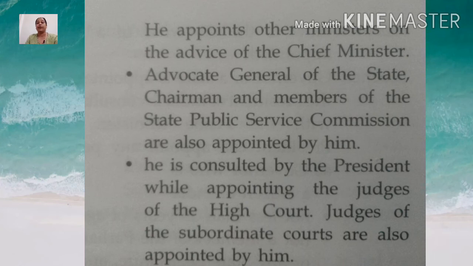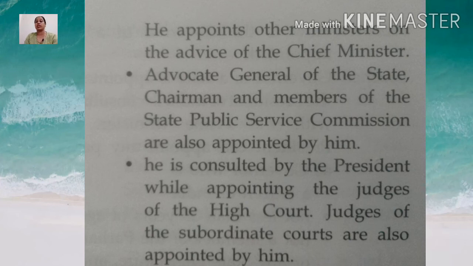The advocate general of the state, and the chairman and members of the state public service commission are also appointed by the governor. He is consulted by the president while appointing the judges. Means the governor has to consult the president when appointing the judges. Judges of the high court, and judges of the subordinate courts, are also appointed by the governor. These are the appointment powers the governor has.